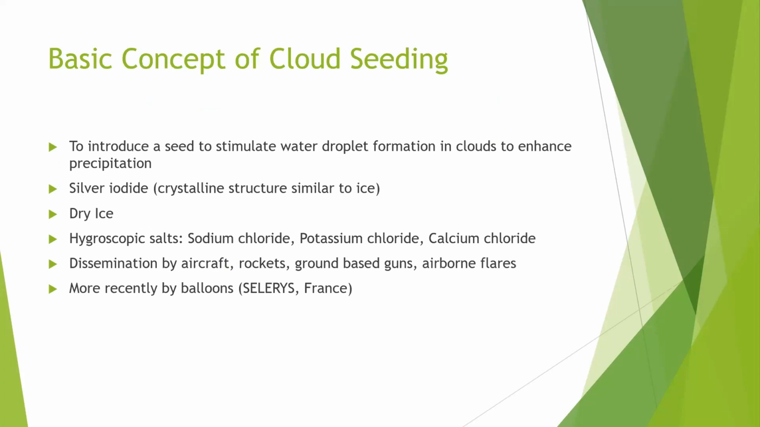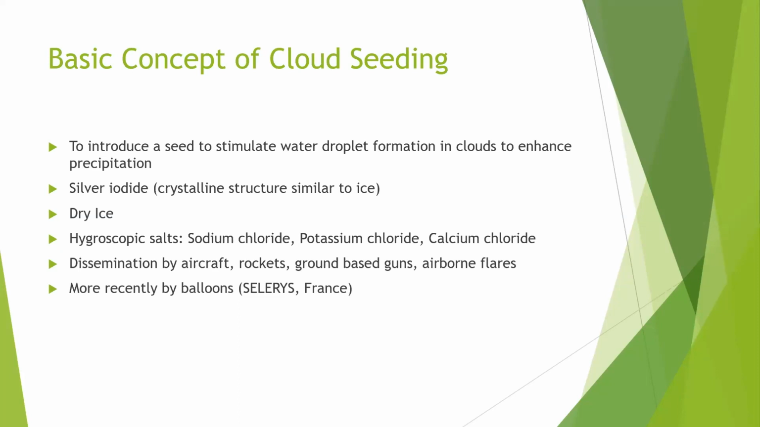And basically, let me just run over very quickly what is the basic concept of cloud seeding. The idea is to stimulate water droplet formation in clouds in order to enhance precipitation. And to do that, you seed the clouds in some way by sprinkling materials. In the past, silver iodide was the first material to be chosen, which has a crystalline structure similar to ice. People have used dry ice. And more recently, in fact, people have turned to what they call hygroscopic salts, salts that are going to absorb water. And the typical things that are used are sodium chloride, potassium chloride, calcium chloride.